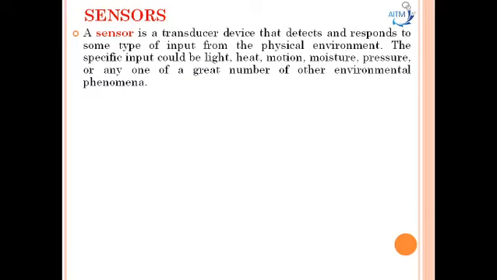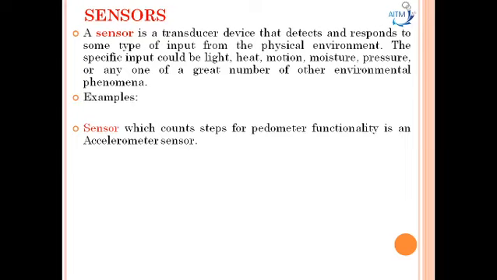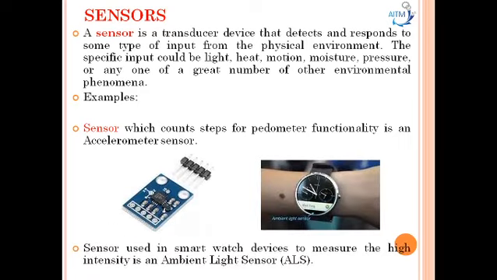Now we'll see some of the examples where exactly the sensors are used. In the first example, the sensor which is used in a pedometer is called an accelerometer sensor. This sensor counts the steps for the pedometer, as you can see in the picture. So this is the accelerometer sensor which is used in the pedometer functionality.